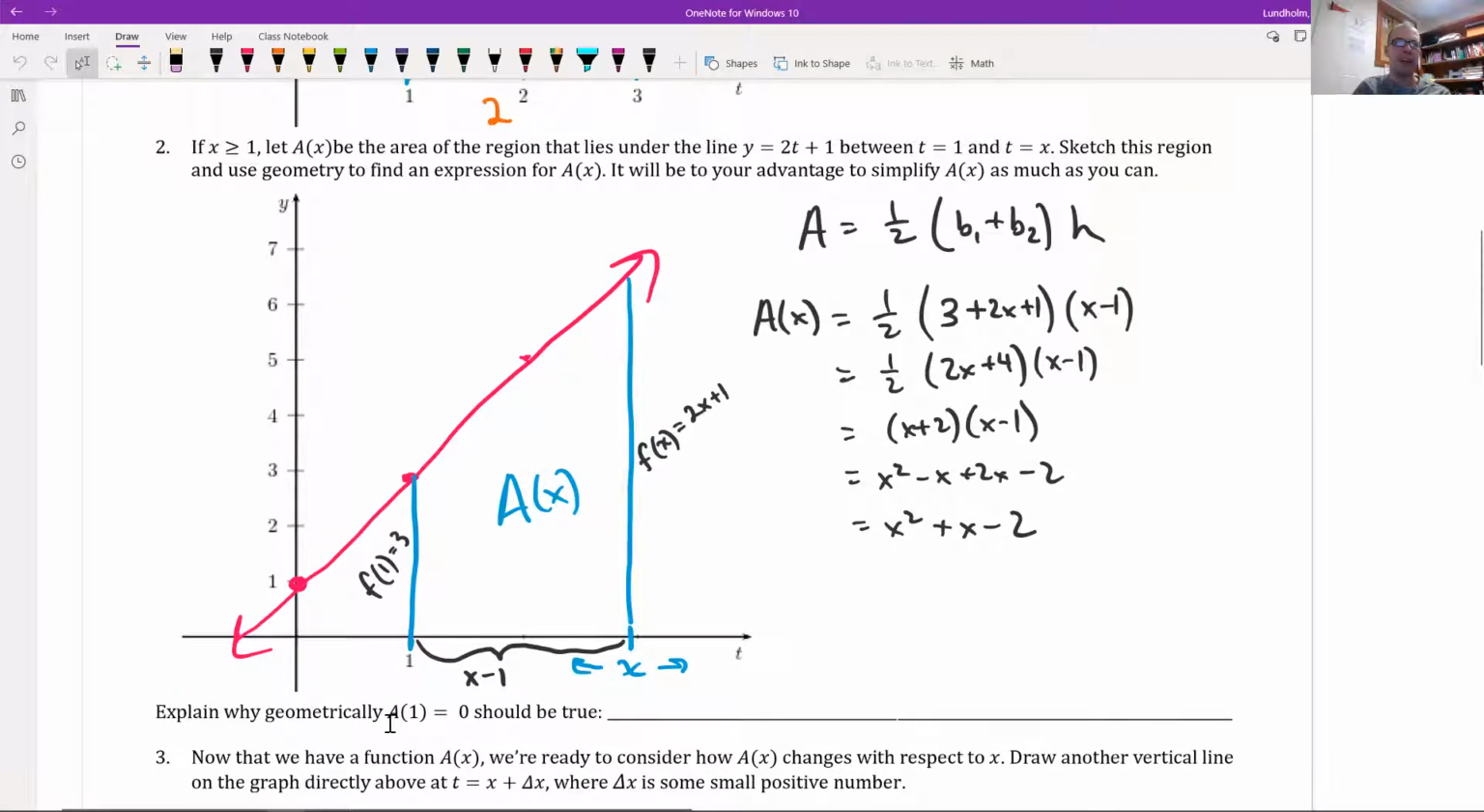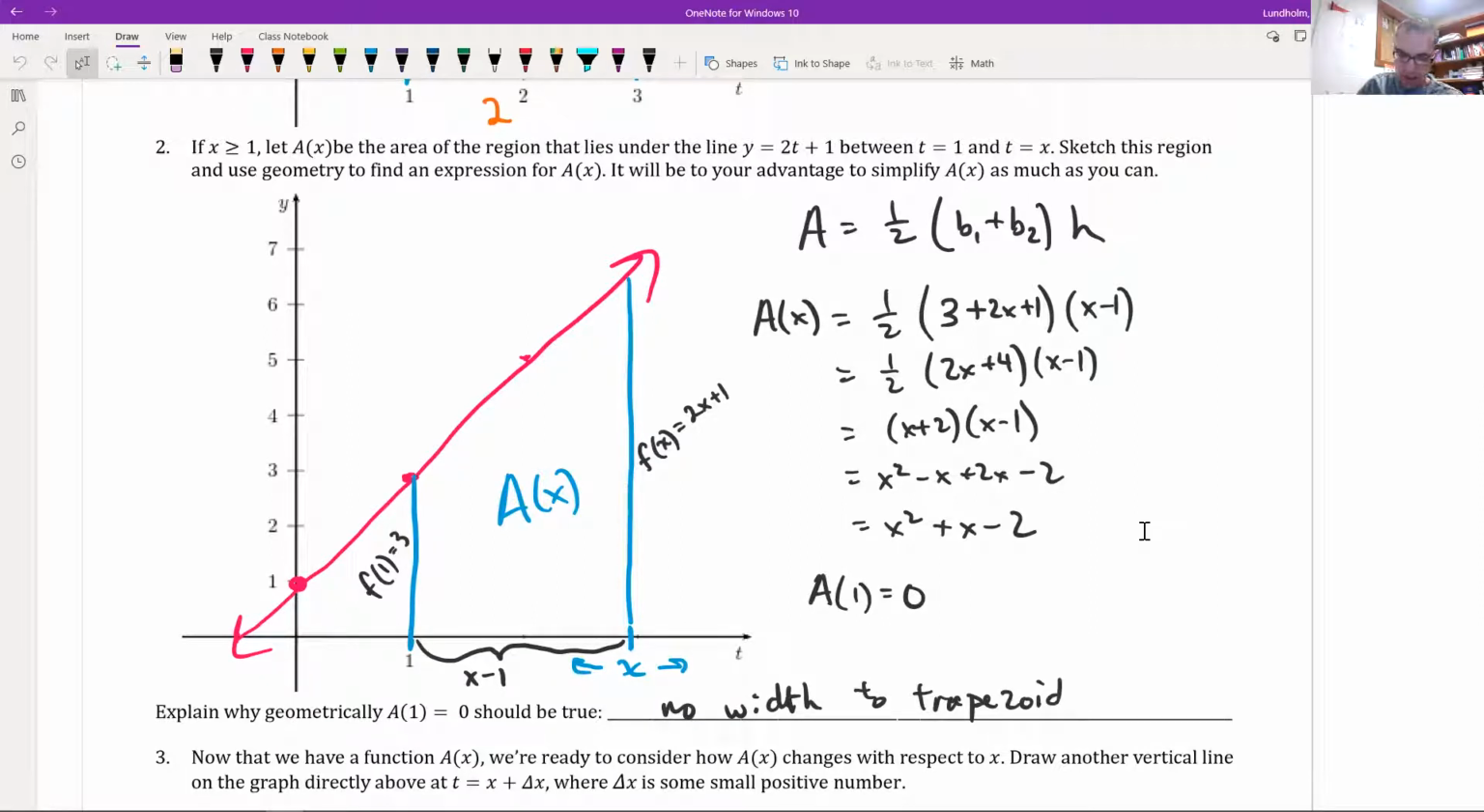Explain why A of 1 equals 0 should be true. Well, if we make x equal to 1, that means that we'd have no area. We'd just be looking at the little skinny strip there, no width to the trapezoid. And indeed, if we put in 1 for x here, we'd get 1 plus 1, which is 2, minus 2 equals 0. So, we can check that off the list, that A of 1 is equal to 0.